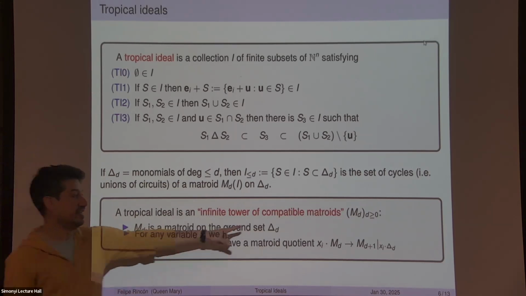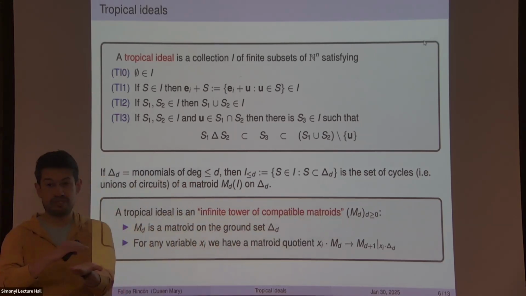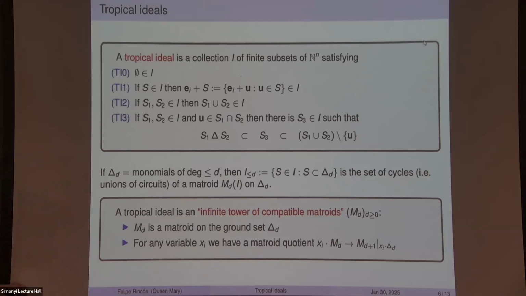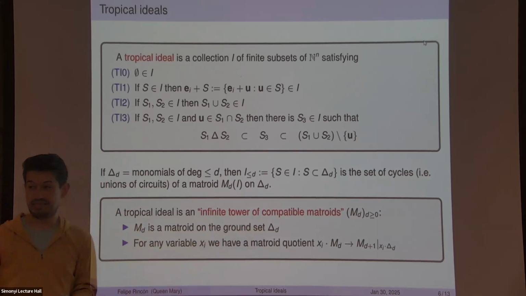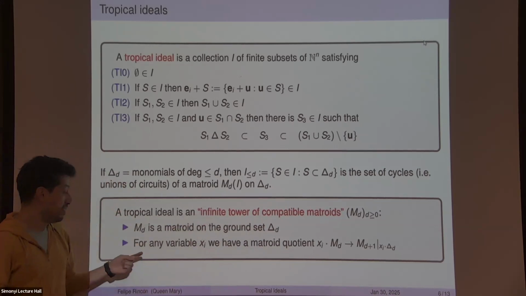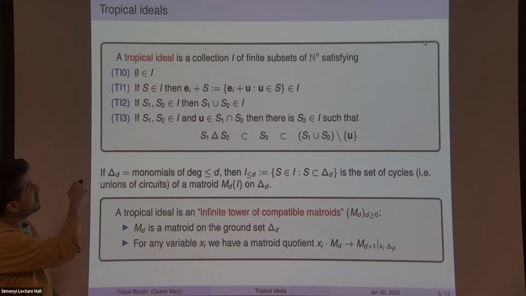And what do I mean by that? Well, it's an infinite sequence of matroids, MD, one for each degree. And the matroid MD is the one that tells you what the supports of polynomials of degree at most D are. So MD should be a matroid on the ground set delta D. Well, delta D is monomials of degree at most D, so the ground sets are increasing every time with D. But then they need to be compatible in the sense that they need to satisfy this TI1, that there's some compatibility between the polynomials of degree D and the polynomials of degree D plus 1, in the sense that if you have a circuit in degree D, a polynomial in degree D, and you multiply it by a variable, you should get a circuit in degree D plus 1.